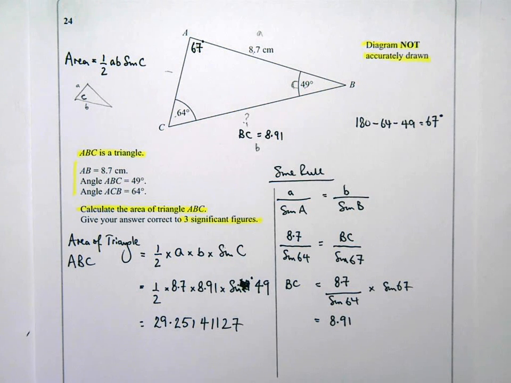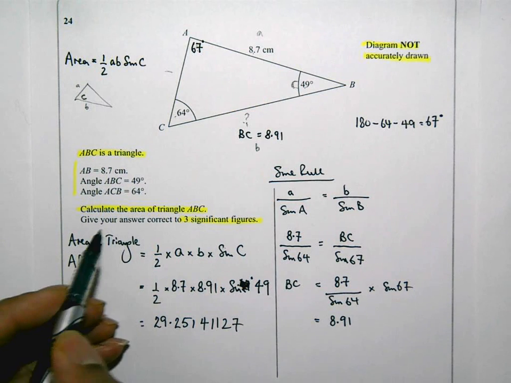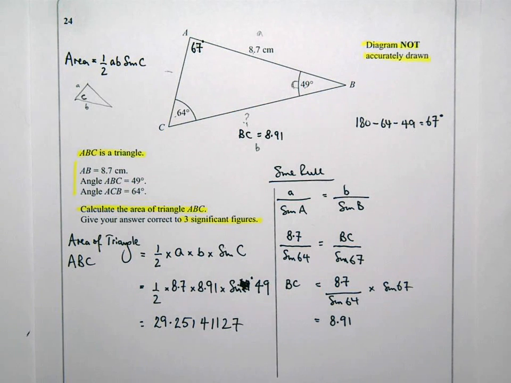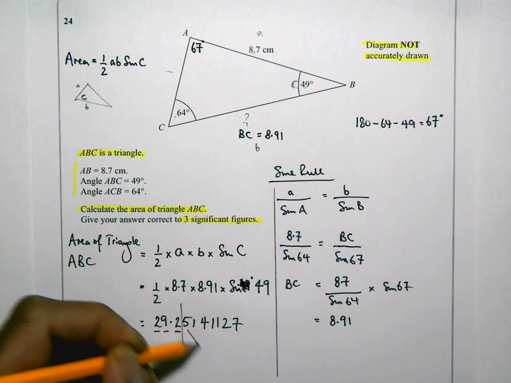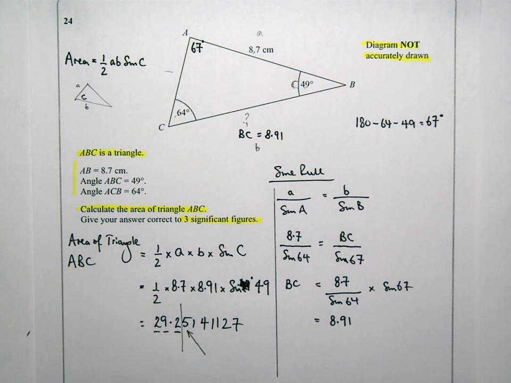I'm not quite done yet, because the last part of the question says give your answer correct to 3 significant figures, and you need to remember this. When you're writing numbers to significant figures, you count from the front, 1, 2, 3, and then I'm going to cut it off there. But before I do that, I need to have a look at the next number along. That next number along is a 5. And if that next number along is 5 or more, then I need to do a bit of rounding up. So that 2 there is going to turn into a 3.